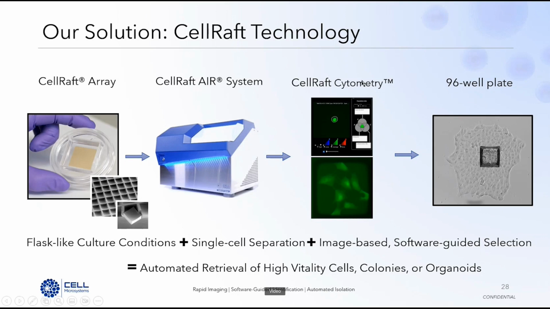In addition, nobody wants to search through thousands of rafts looking for your clone of interest, and that's where CellRaft cytometry comes in. It's our proprietary software that allows for identification of single cells, and then you can monitor those single cells into a clone of your desired choosing. And then importantly, it's not just the ability to identify and find these cells, we also have the ability to use the AIR system to automatically retrieve high viability cells, colonies, or organoids that can then be propagated for your workflows downstream in a 96-well plate.